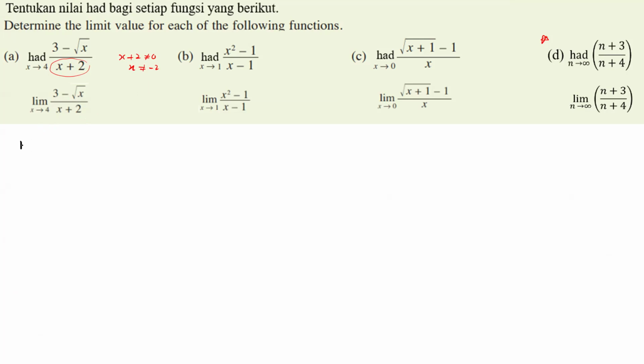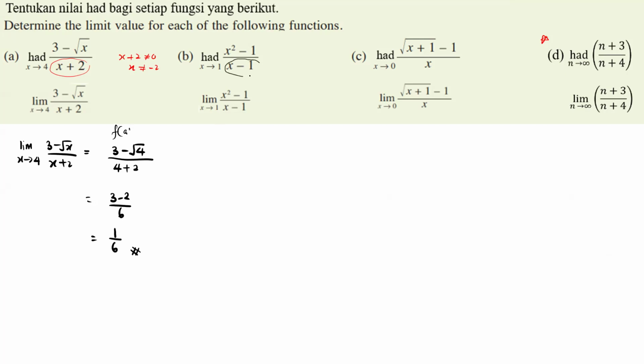So in this case, I can just substitute directly. The value of the function as x approaches 4 is equivalent to f(4), so you straight away write f(4) in. So 3 minus square root of 4, using x equals 4. No need to write the limit notation, no need to write limit x approaches 4 anymore. So 4 plus 2. So we have 3 minus 2 over 6. So the answer is 1 over 6. Okay, fair enough.